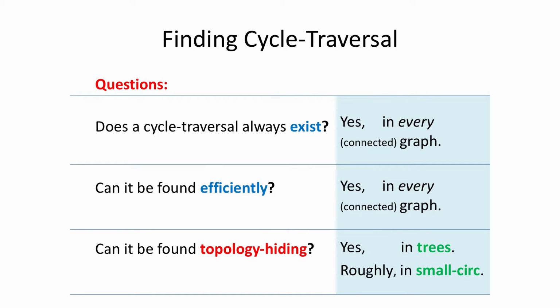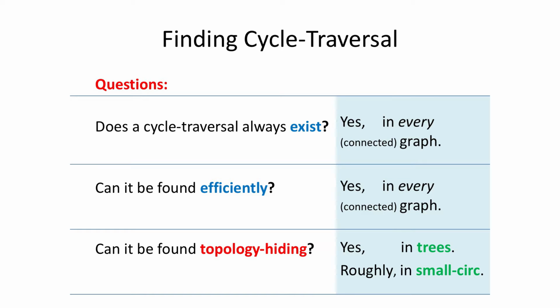Now, if you remember your algorithms, you'd probably say that's like a Hamiltonian cycle. Why should that exist? It does exist for every graph. It's not a Hamiltonian cycle because we allow the cycle to visit a node multiple times, not just once. Can it be found efficiently? Yes, in every graph. If I have time, you'll see how.